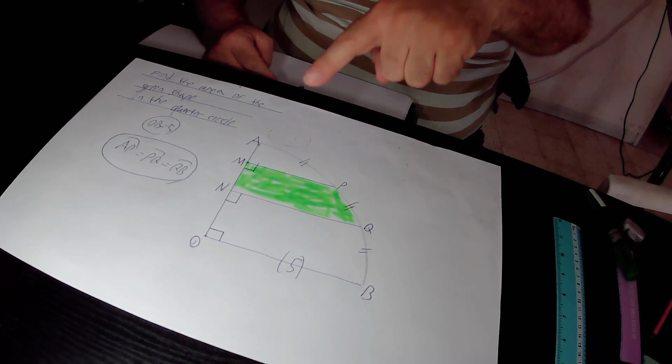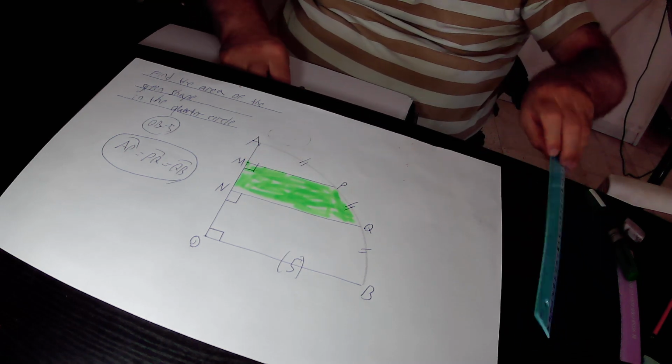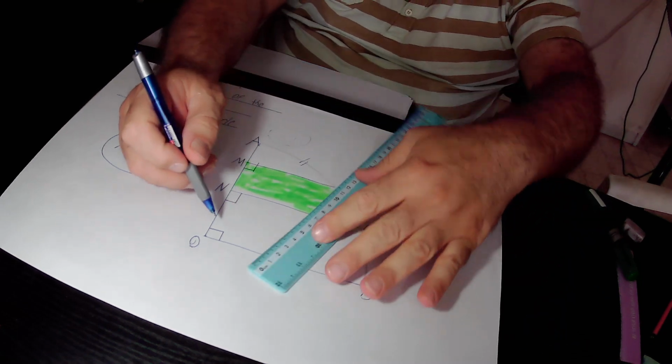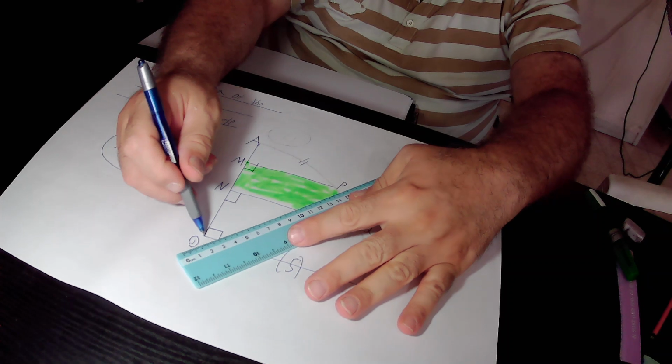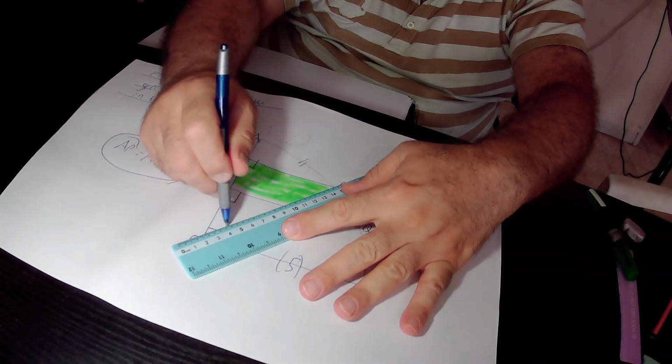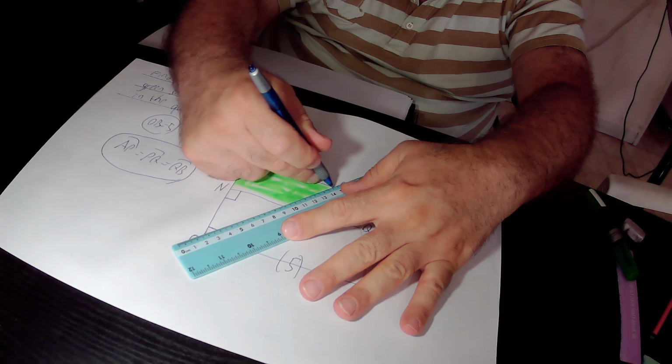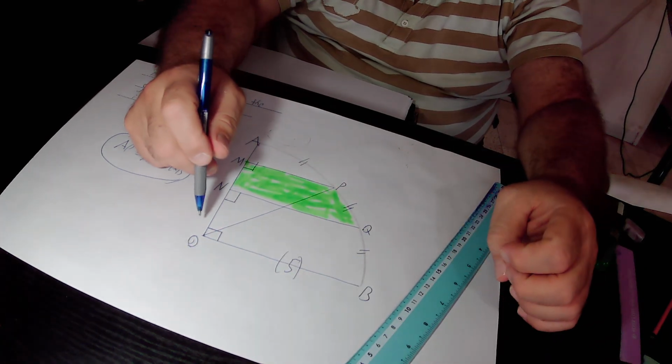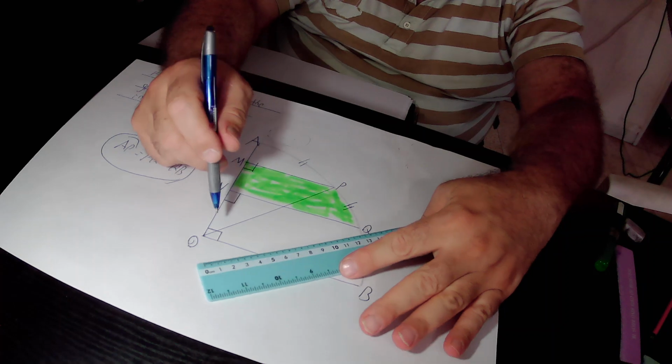First of all, we join points O and P together by a straight line. And we also join points O and Q together by a straight line.